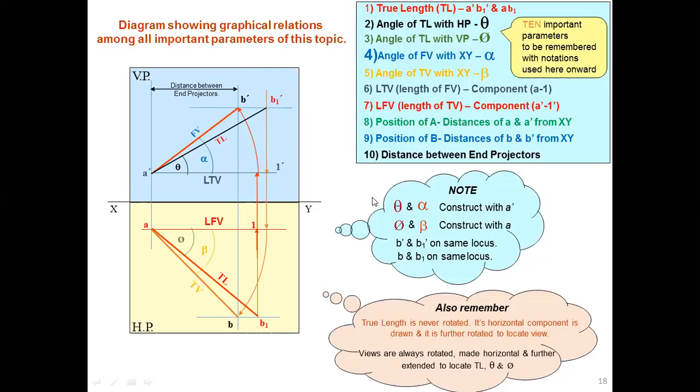I will share this PPT with you. You need to remember all these parameters. These are very important things: what is true length, what is apparent length, what is theta, what is phi, where theta and phi will come, and where alpha and beta will come. These 10 important points you need to remember. Among these 10 parameters, he will give values of some parameters and ask you to solve. Either he will give the true length, true inclination, apparent inclination, or the end projector distance. Like a combination of values, he will give and ask you to solve.